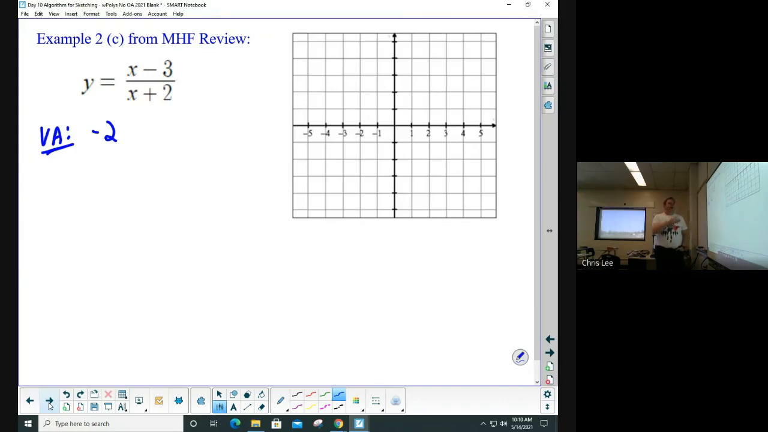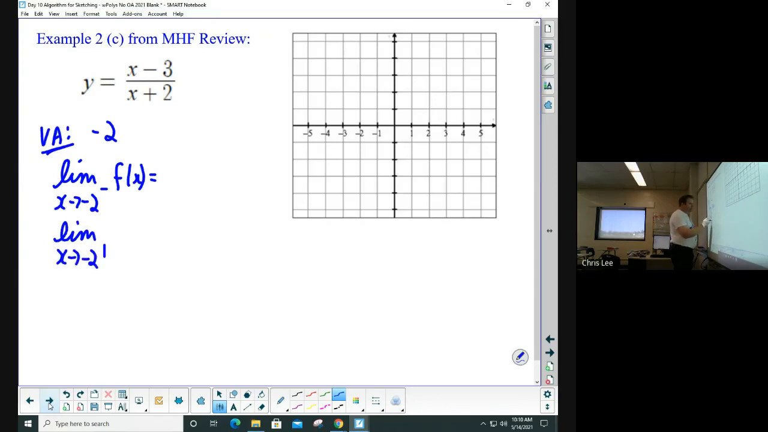All right, now last year we would have done test points on this. We would have done -2.1 and -1.9. Same concept, but now we write the limit as x approaches -2 from the left. So this part is new. We'll make sure you write this part down. And we're going to do the limit as x approaches -2 from the right.